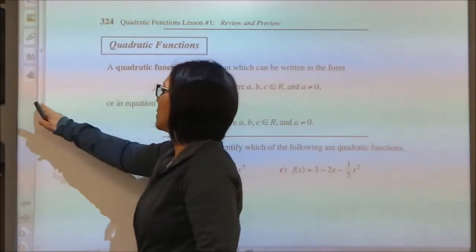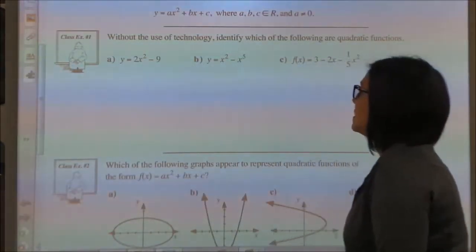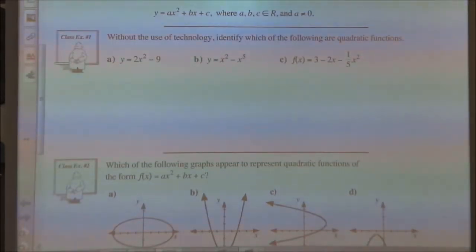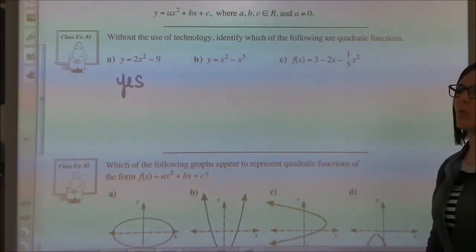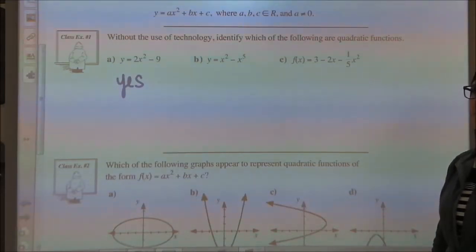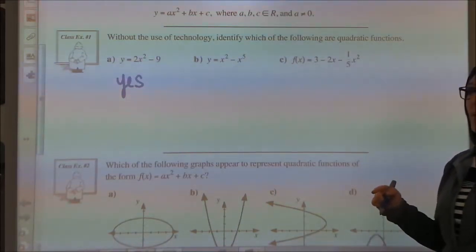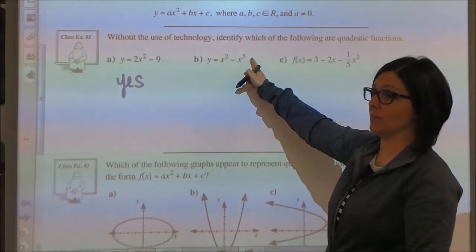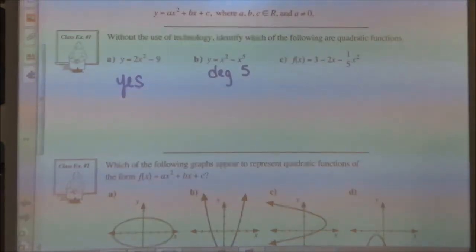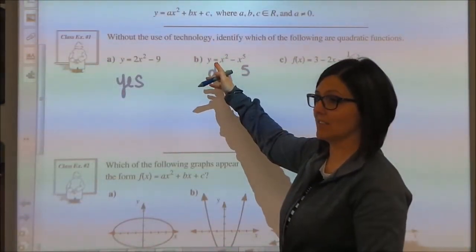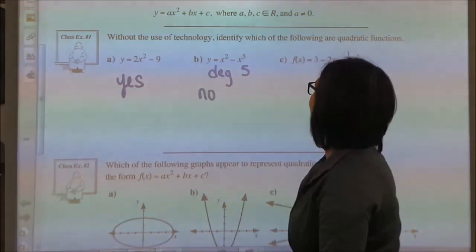So if we look at class example number 1, without graphing, is y equals 2x squared minus 9. Is that going to give me a U shape or a quadratic shape or not? Yes, because it's an x squared. What about y equals x squared minus x to the power of 5? So remember what did we write on the previous page? What's the degree of this one? 5. Oh, it's the higher degree. This has a degree of 5 because the higher exponent. So is this going to be a quadratic? No. So this is not a quadratic.